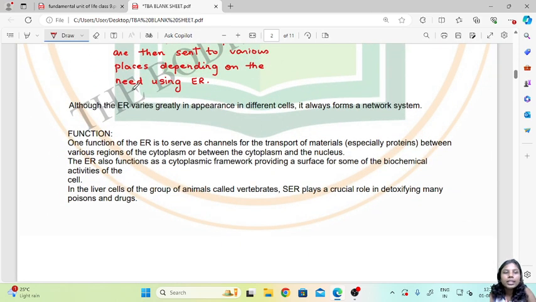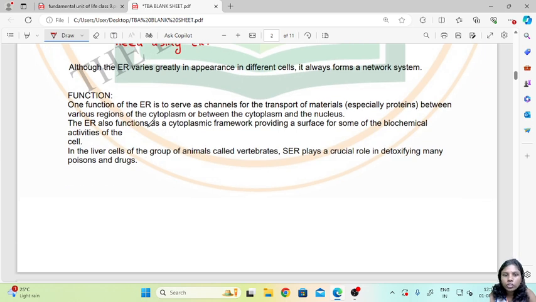Now although the ER, that is the endoplasmic reticulum, varies greatly in appearance in different cells, it always forms a network system. So this ER never has a fixed appearance. It can have different appearances in different cells, but it will always be in a network structure. You won't anytime see it as a single unit. It will always form a huge network kind of a system.